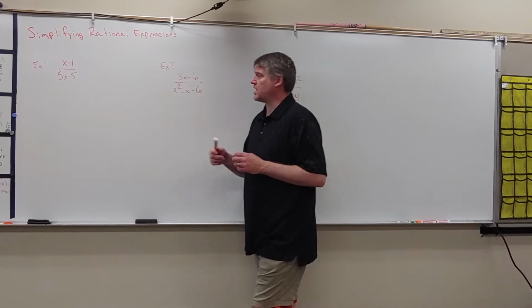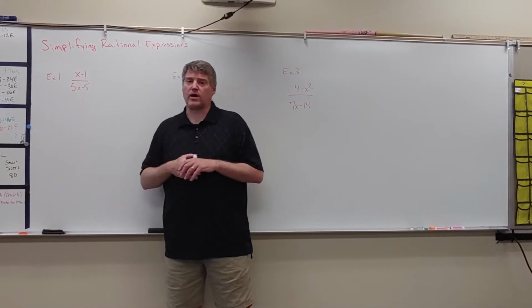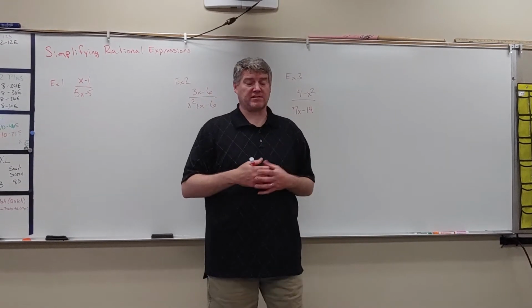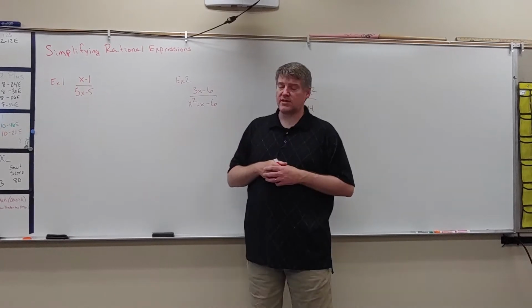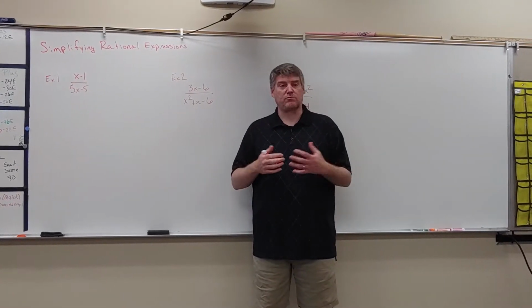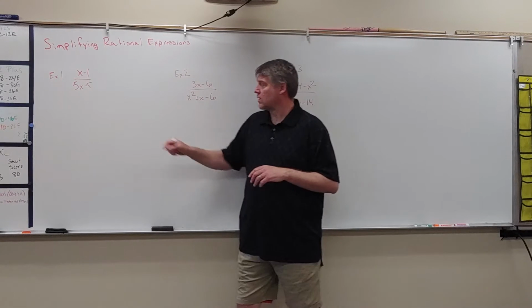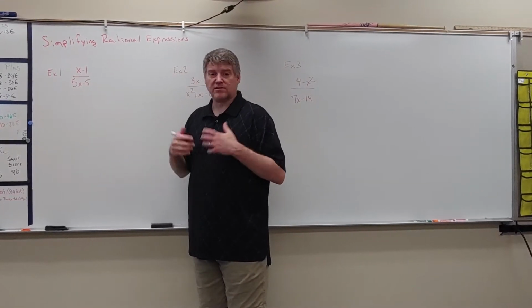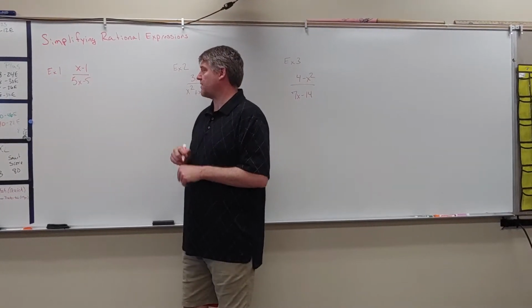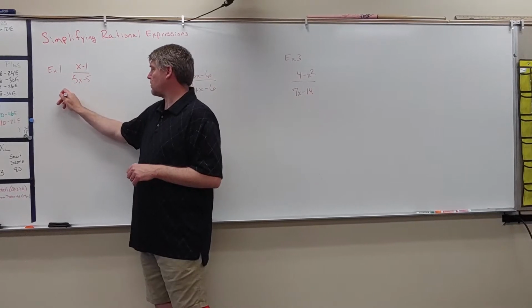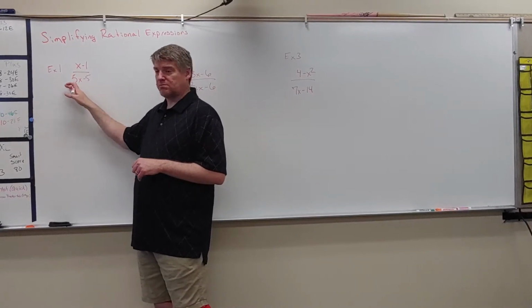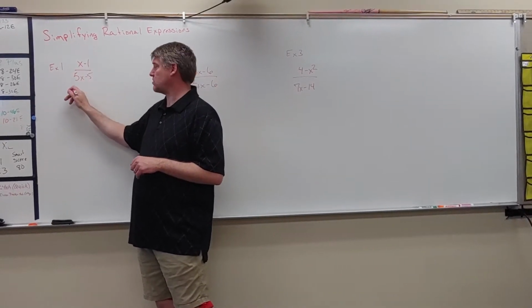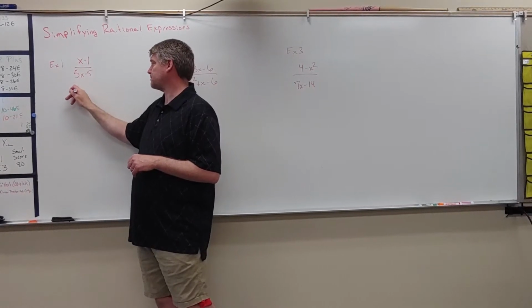So on our first example here, I have x minus 1 over 5x minus 5. The first thing I want to do is factor both the top and bottom completely. Well, the top is factored. There's nothing I can do to x minus 1 to factor it more. So I'm going to factor the bottom. Notice both terms have a 5 in them, so I'm going to pull that 5 out.